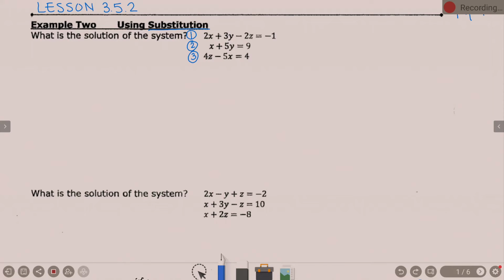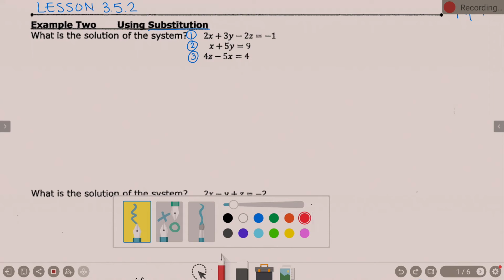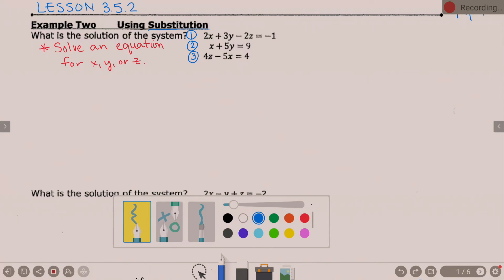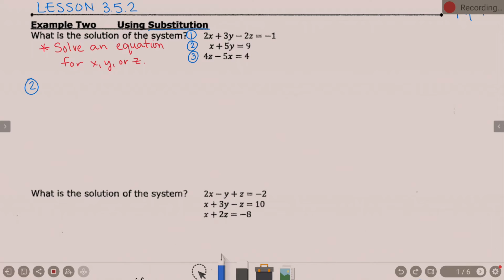So what I'm going to do, I was trying to remember how I set up my notes. First of all, I'm going to write a note here that we are going to solve an equation for x, y, or z. In this particular case, you guys picked 2. So I'm going to write 2 down here.